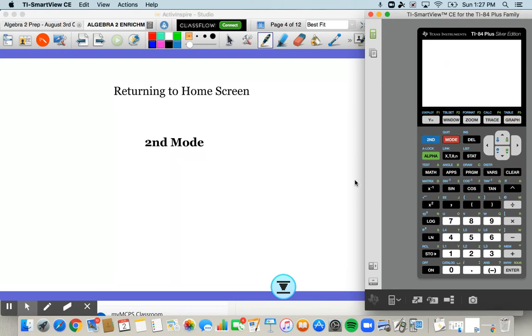I feel like I run into a lot of students who will just say, I can't figure this out, I'm just going to clear the whole thing. This is a way to avoid that, where you don't have to clear everything in your calculator. You don't have to turn your calculator off. You can just return to the home screen by pushing second mode.